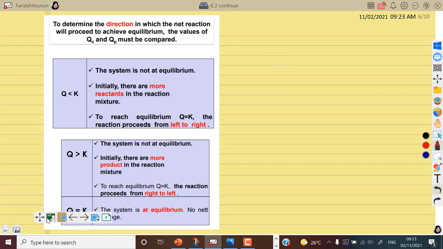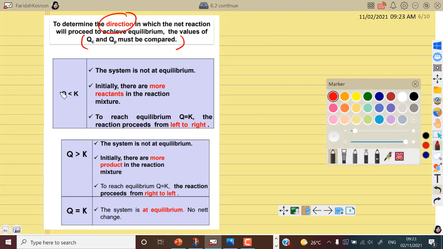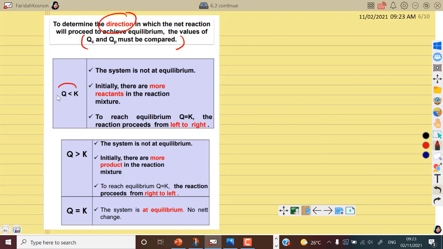Okay, jadi this is a guideline. Okay, to determine the direction in which the net reaction will proceed to achieve equilibrium, the values of QC and QP must be compared. Jadi kalau kita nak tentukan arah reaction itu, in order to achieve equilibrium, kita kena compare dulu QC and QP ini dengan nilai KC or KP. Okay, if from your calculation, the value of Q, tak kisahlah QC ke QP ke, is less than K, it shows that the system is not at equilibrium.